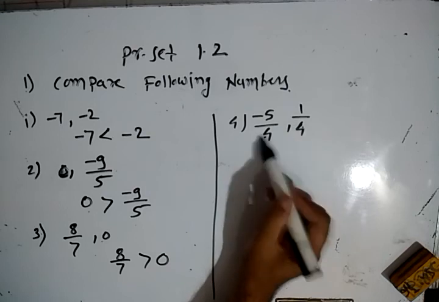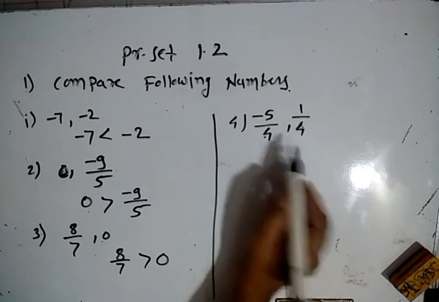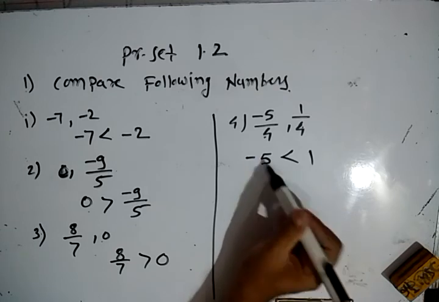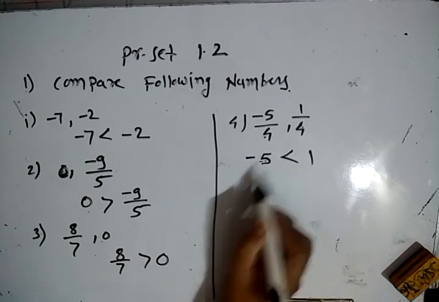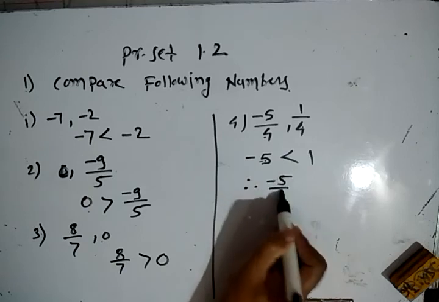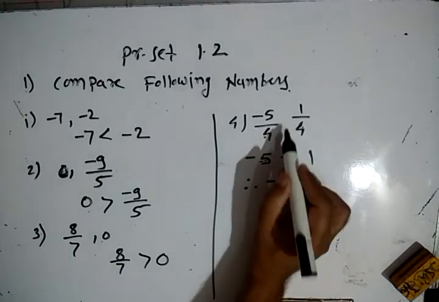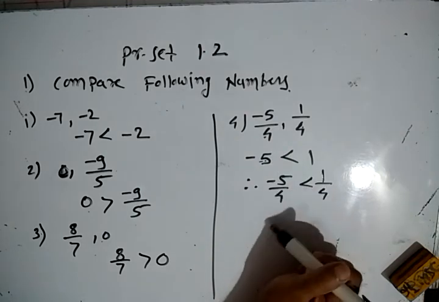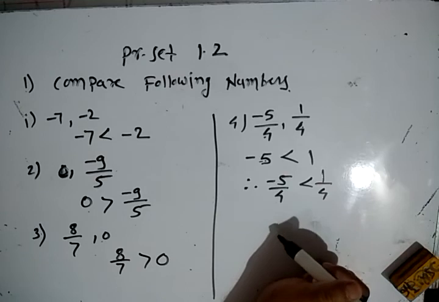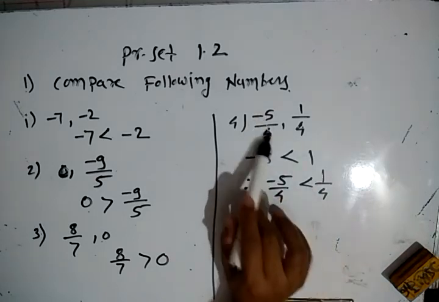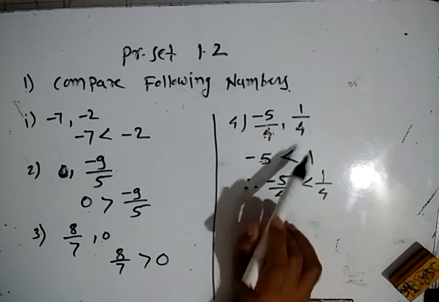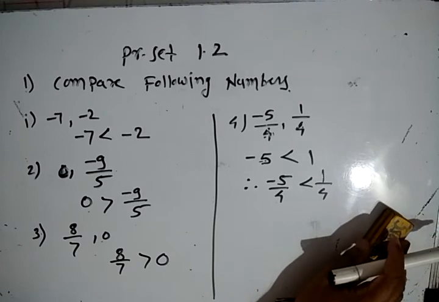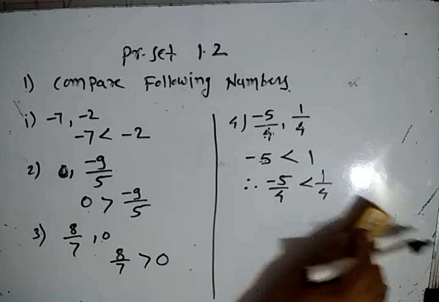Look here, the denominators are same, so we only compare the numerators. When we compare minus 5 and 1, minus 5 is less than 1. It means any negative number is always less than positive numbers. Here we can write minus 5 by 4 is less than 1 by 4, because 1 by 4 is a positive number and the other is a negative number. Therefore the negative number is at the left of the positive number, so it is less than 1 by 4.